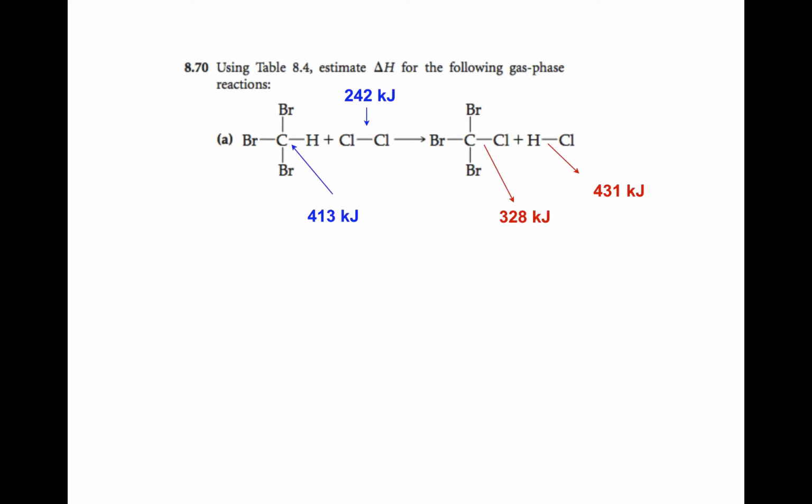Now on the other side, I can take one of those chlorines and attach it to the carbon, right? That's going to release 328 kilojoules. And I can attach that broken off hydrogen and broken off chlorine together to make a hydrogen-chlorine molecule. And that's going to release 431 kilojoules.